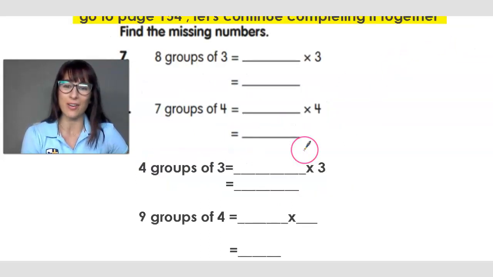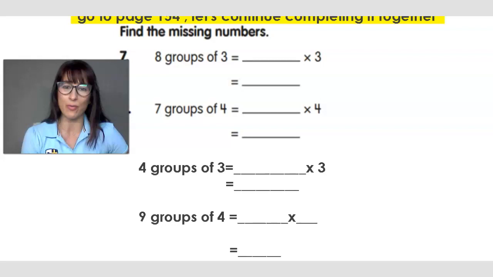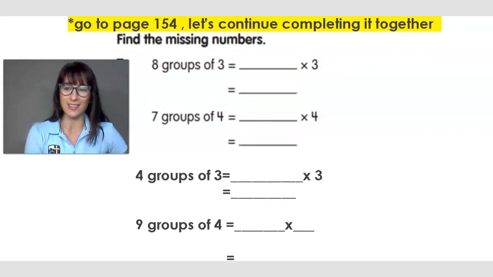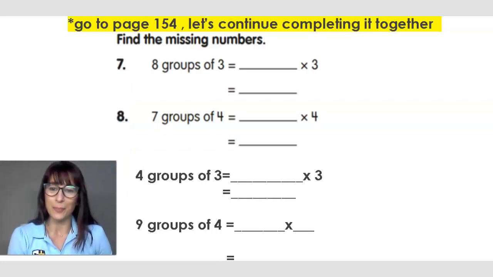Let's see what we have on our next page of exercises. Okay, so this is page 154 already. So let's continue completing it together. See, we are in this together. You're not alone. Number 7, it's asking us to find the missing numbers.